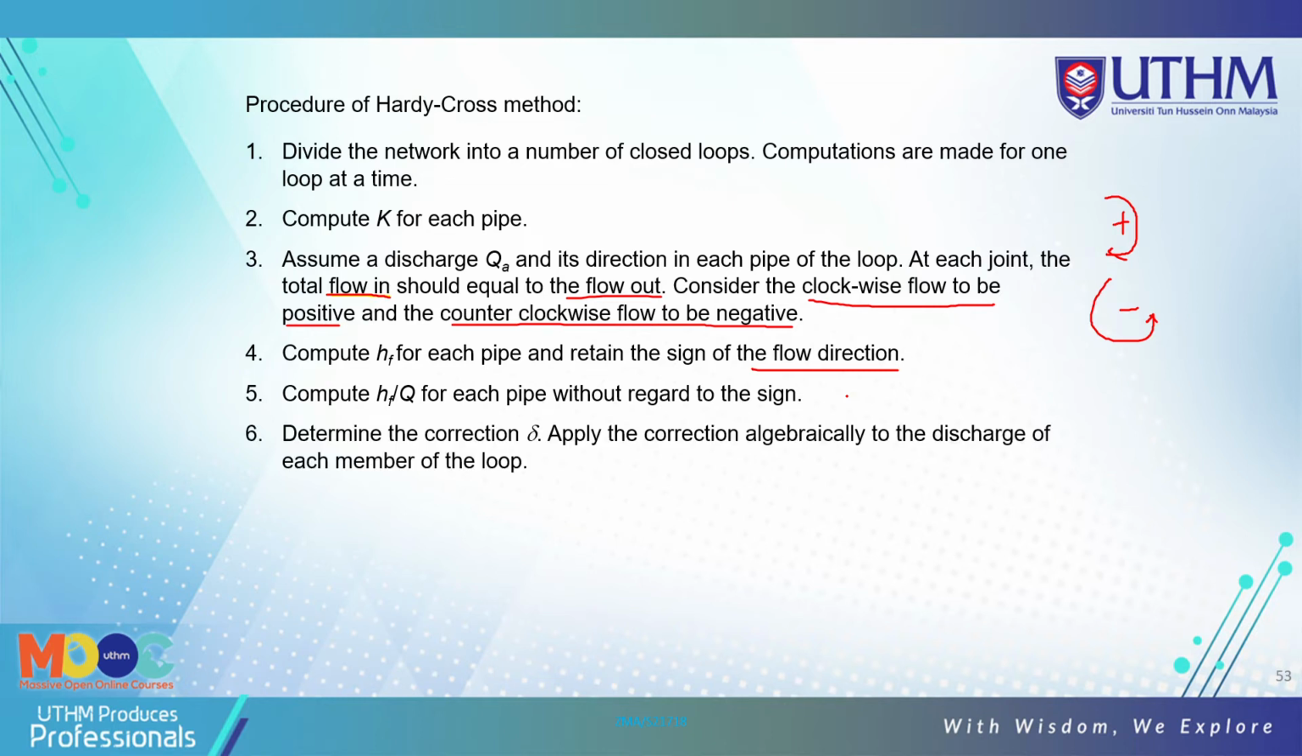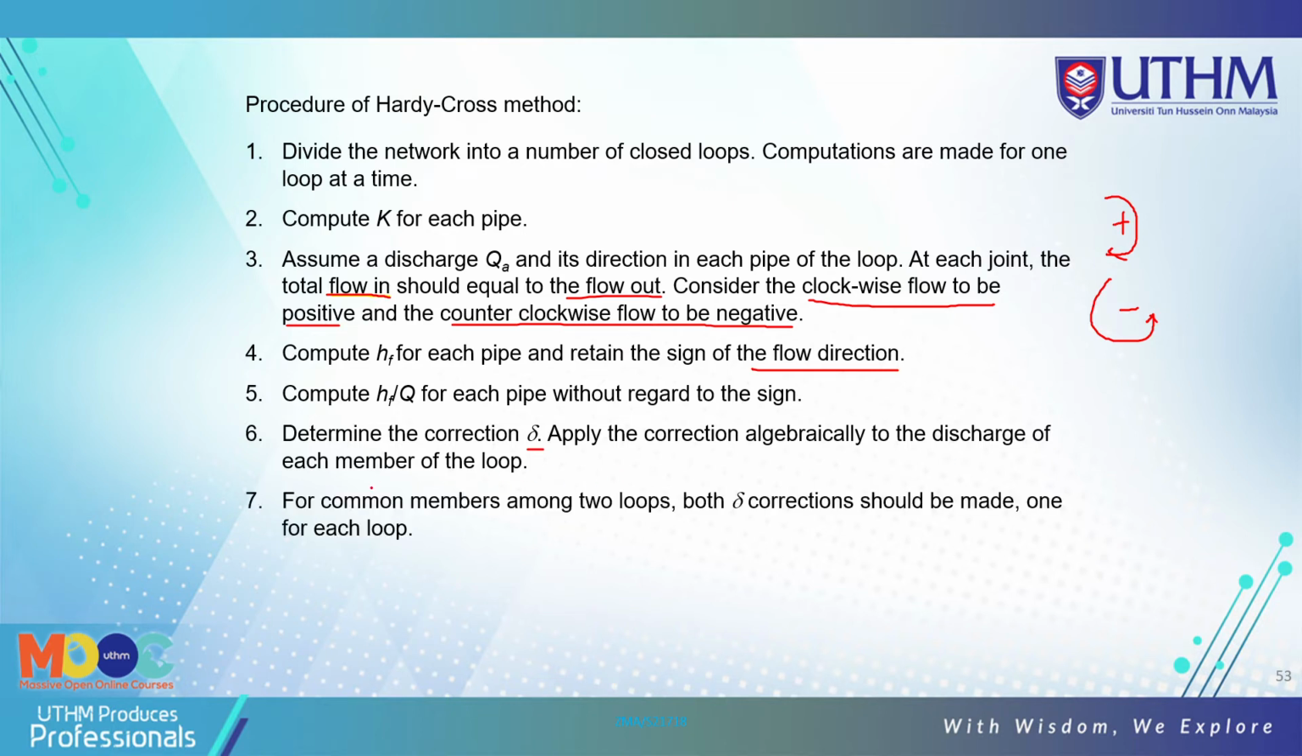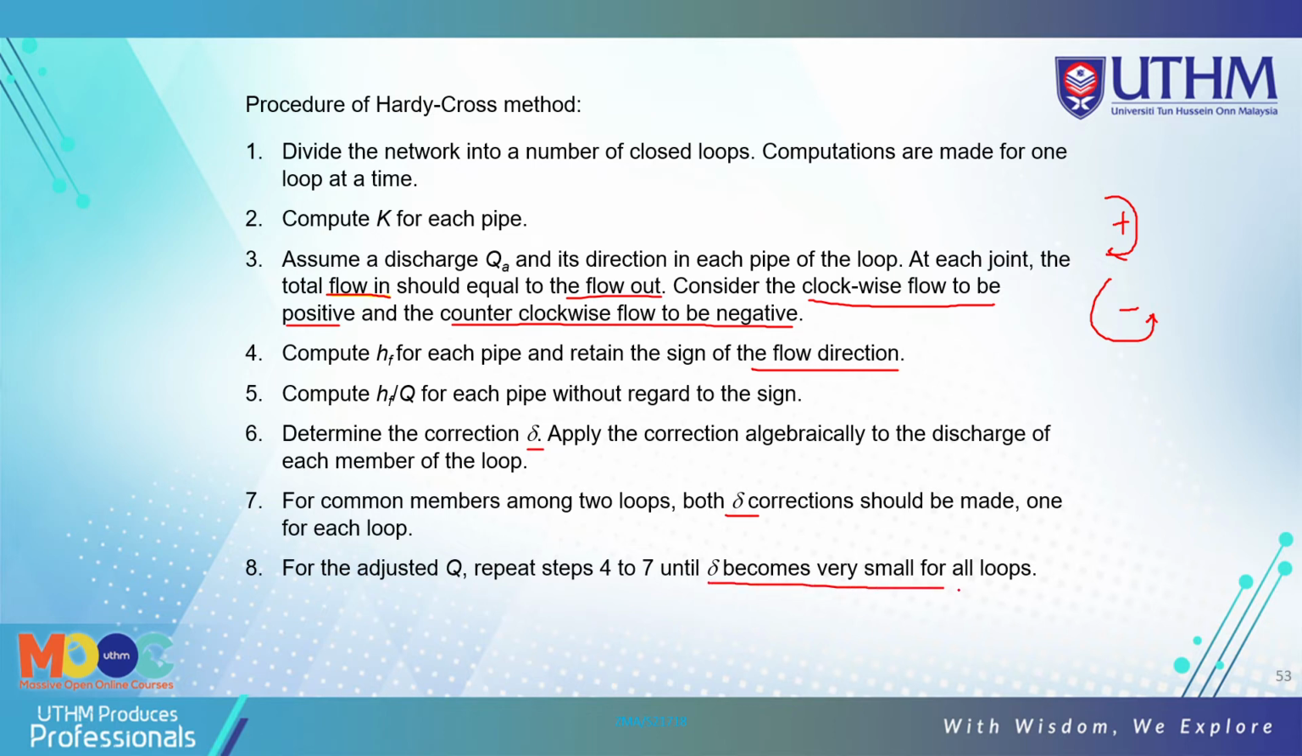Then determine the correction delta. Apply the correction algebraically to the discharge of each member of the loop. For common members among two loops, both delta corrections should be made, one for each loop. For the adjusted Q, repeat again from step 4 to step 7, until delta becomes very small for all loops.